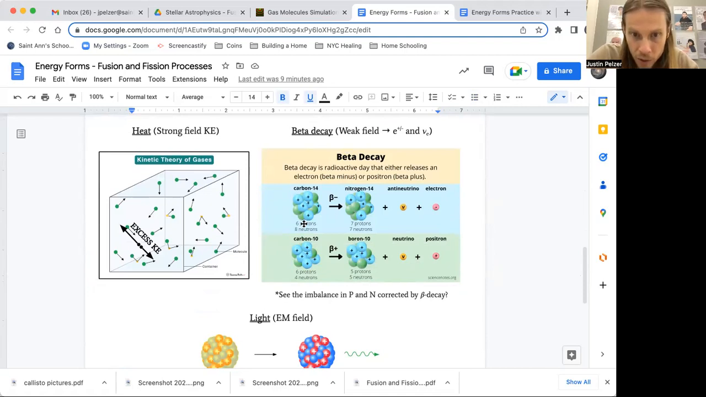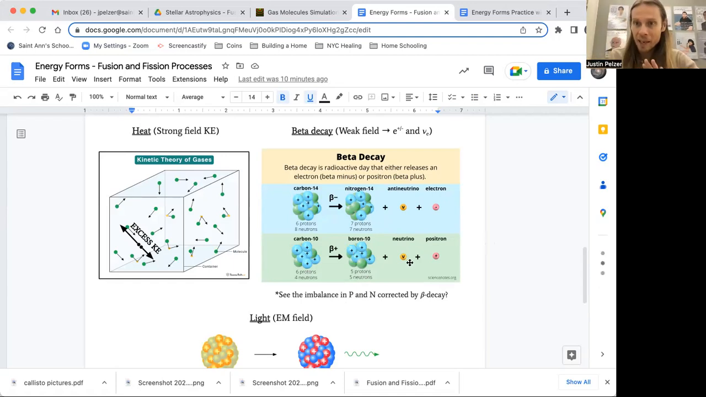Beta decay, notice 6 protons, 8 neutrons. That's too many neutrons for a carbon atom, so the universe balances it by releasing an electron, and one of those neutrons turns into a proton, becoming nitrogen. We call that beta minus decay because it's an electron. 6 protons, 4 neutrons. Too many protons. I need to release a positive charge. A positron goes away, and the weak field transforms a proton into a neutron. Now it's boron 10. Great. Balanced. Nice. Right? So this is balanced.